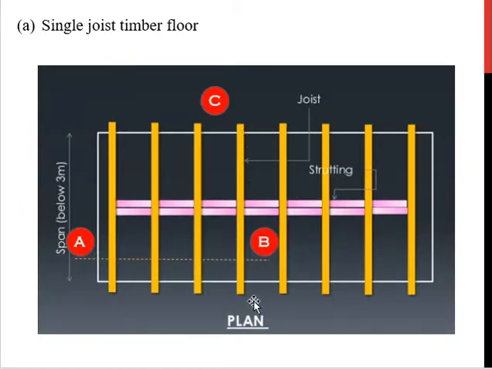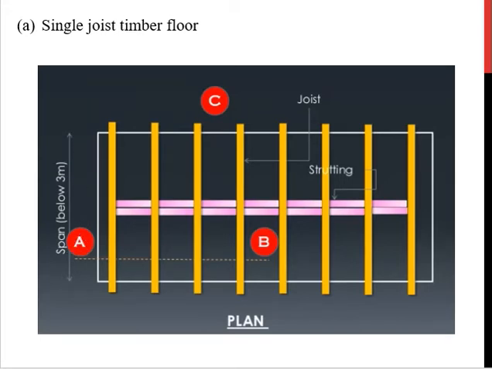These yellow colors are the joists which are being provided, and there is certain spacing or gaps maintained between these joists, and there is also a given cross section of these joists. But most importantly, spacing: such a type of single joist timber floor is only specified if this length is below 3 meter.